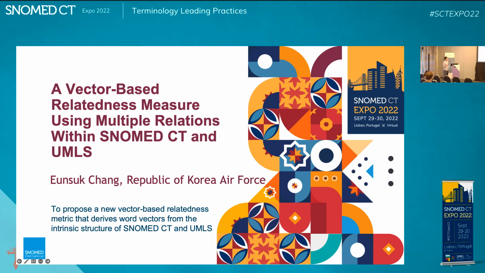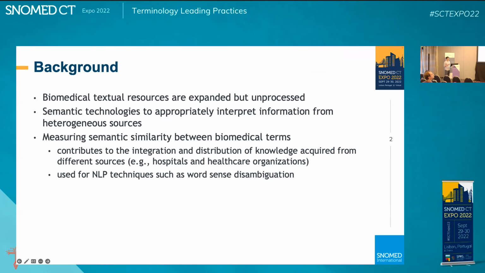context around the words. So in the field of biomedicine and translational research, textual resources are expanding, but many remain unprocessed. To address this, semantic technologies gain attention from researchers for their ability to appropriately interpret information from heterogeneous resources. And measuring semantic relatedness or similarity between biomedical terms contributes to the integration and distribution of knowledge acquired from different sources, and to NLP technologies such as word sense disambiguation, which relies on the measurement of semantic similarity.